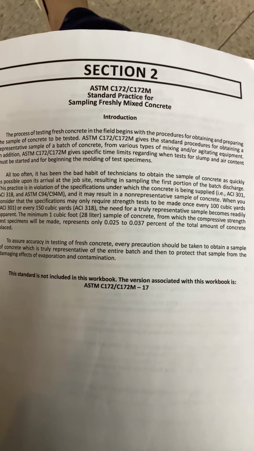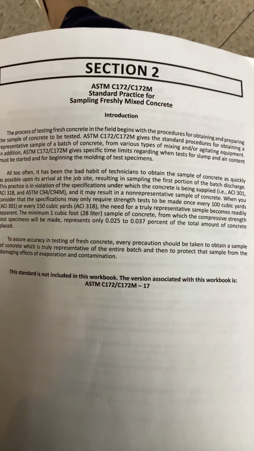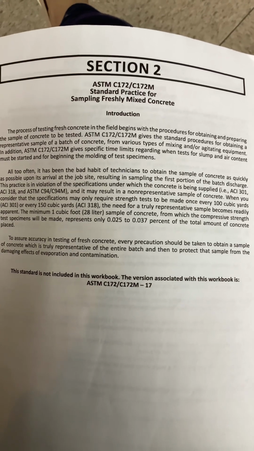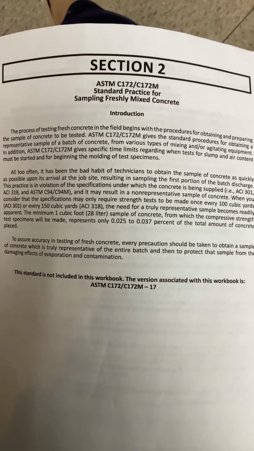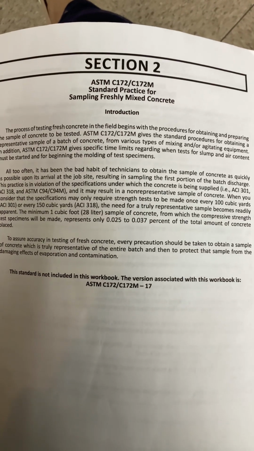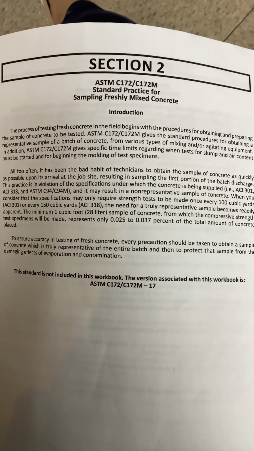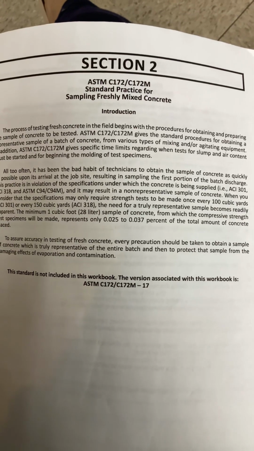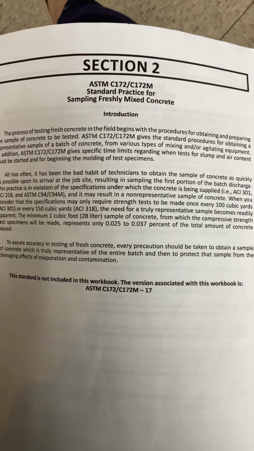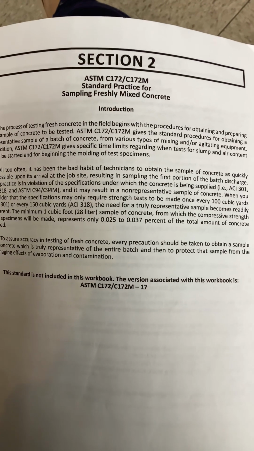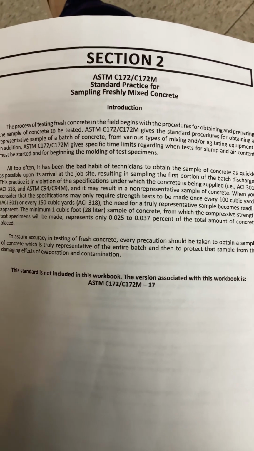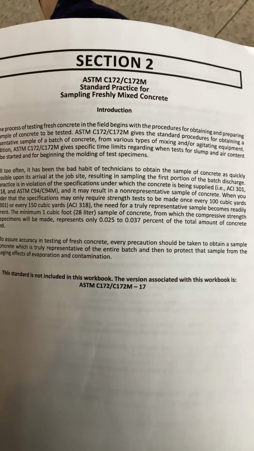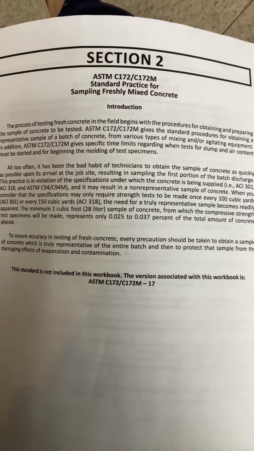All too often, it has been the bad habit of technicians to obtain the sample of concrete as quickly as possible after its arrival at the job site, resulting in sampling the first portion of the batch discharge. This practice is a violation of the specifications under which the concrete is being supplied, ACI 301, 318, ASTM C94/C94M, and may result in a non-representative sample of concrete. When you consider the specifications may only require strength tests to be made once every 100 cubic yards or every 150 cubic yards, then the need for a truly representative sample becomes readily apparent.